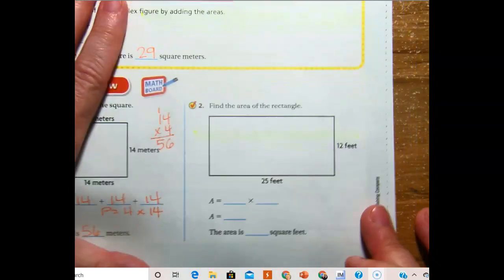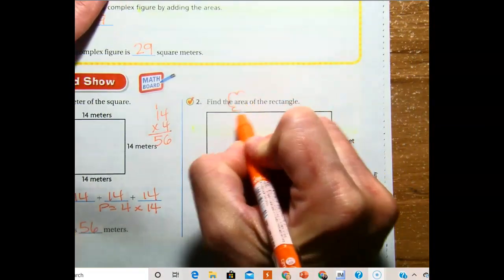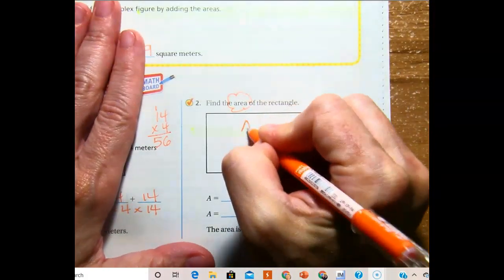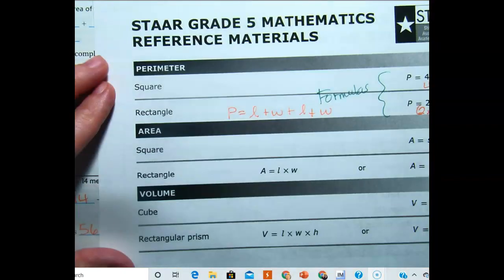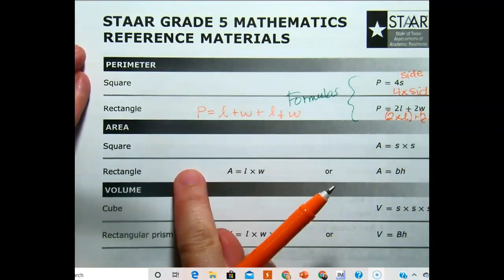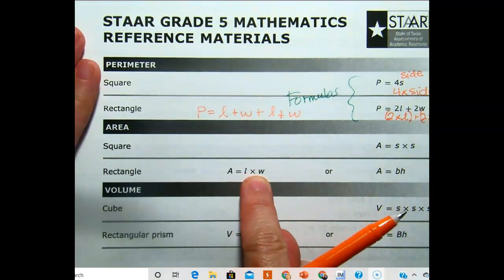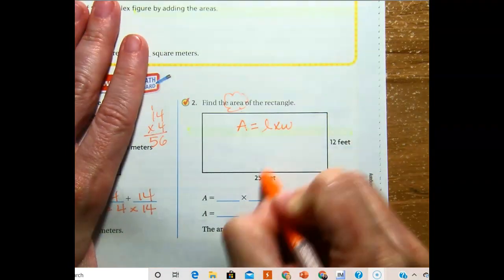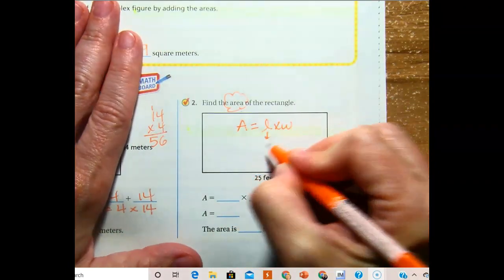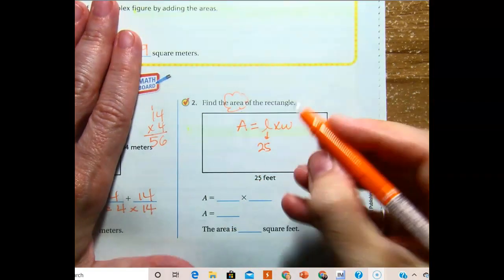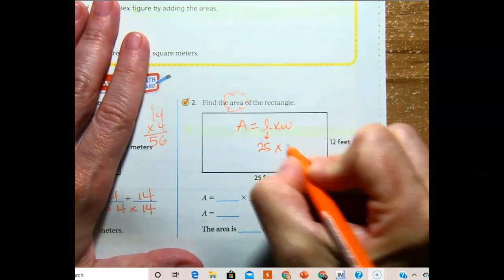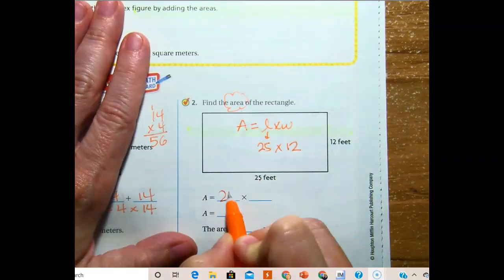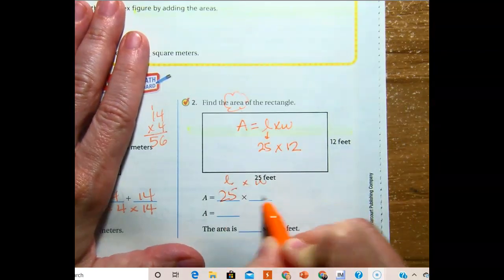All right, so then here it said find the area. Now again, we need to really pay attention to what the question is asking for. Let's write the formula. Area of a rectangle: A equals L times W. Let's check your work. 25 is your length, so you just replace it with that value. That's all you do. Times, and then this is your width, which is 12. So 25 is your L times W.